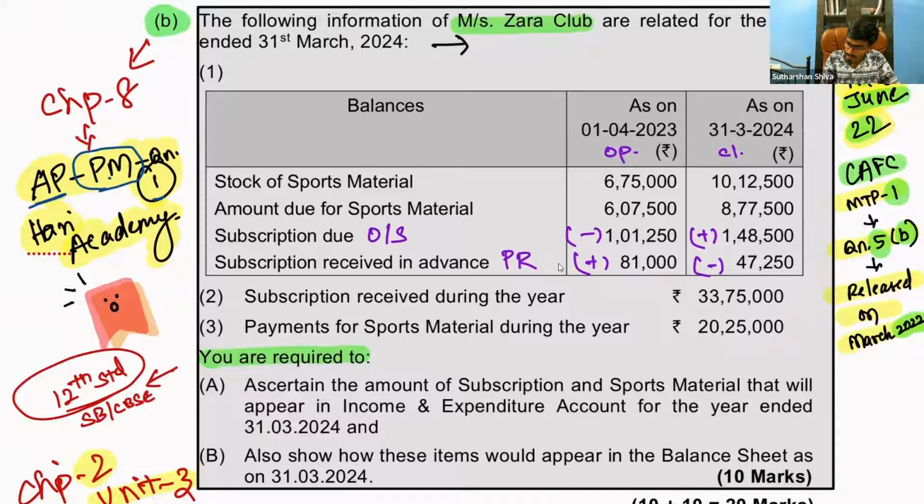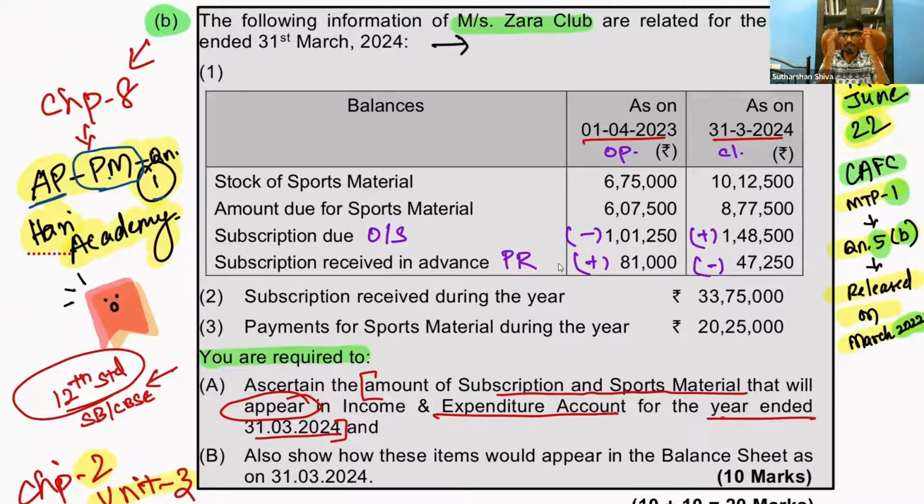6,75,000, 10,12,500. Opening value is given, closing value is given. They are asking us to prepare the amount of subscription and sports material that will appear in the income and expenditure account for the year ended only. They are not asking us to prepare the income and expenditure account. They are simply asking what amount of subscription and sports material appears in an income and expenditure account.